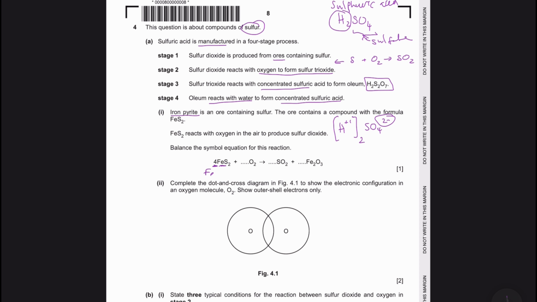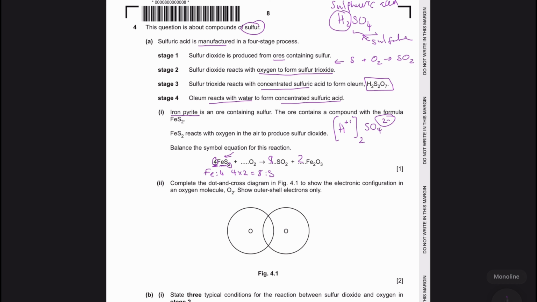So we've got 4 irons and we have 4 times 2, which is 8 sulfurs. That means we've got to make 4 irons on the right hand side. This iron compound already has a 2. So what do we have to times 2 by to make 4? That means we're going to have a 2 in the front. Easy peasy. And then the next one, which we've just talked about, is sulfur, and we have 8 on the left hand side, which means we need to make 8 on the right hand side. The sulfur in the sulfur dioxide does not have a little number, so we're just going to write 8, because technically there's a secret little 1 here.